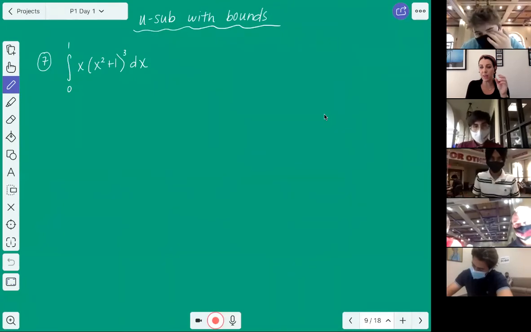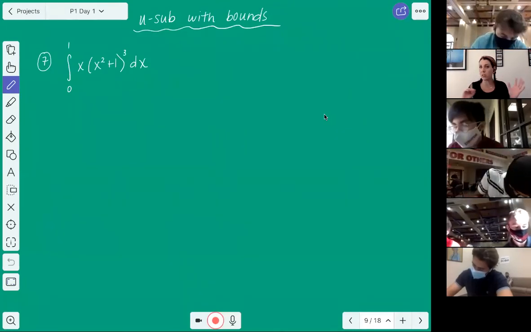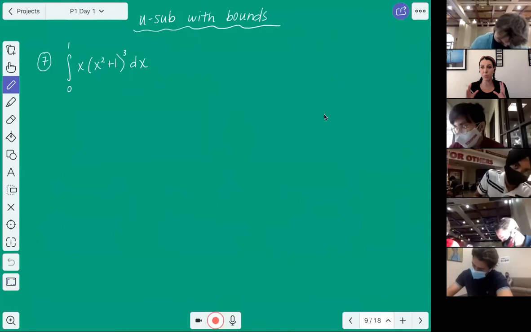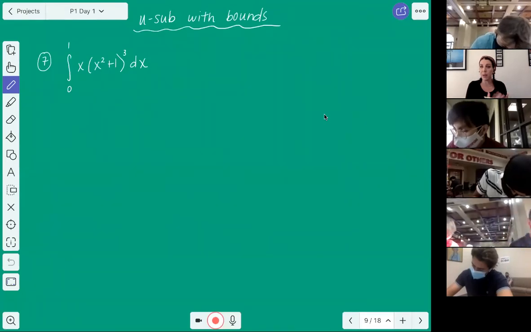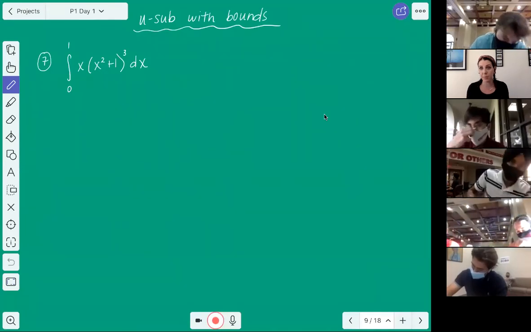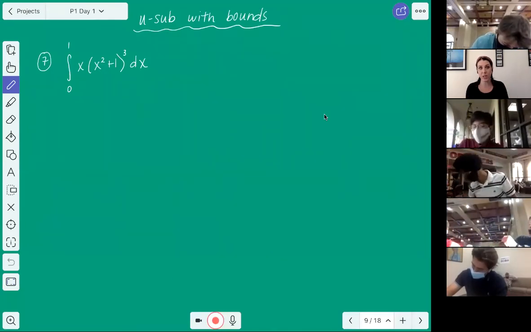If you have a highlighter or a colorful pencil or something, this is a page to mark, because a lot of guys will end up getting U-sub and then they'll totally forget how to do U-sub with bounds. And this is a big question on the AP exam. This is a really, really important topic.